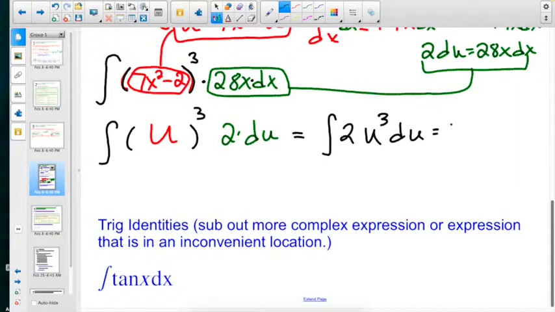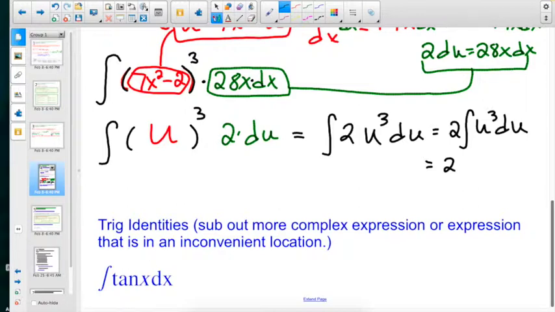Put it on the outside, exactly. So it's really 2 times u cubed du. So any constant, just like with differentiating, right? Any constant that we have up front, we can just pull out of the calculus part and multiply it at the end. So what is the integral of u cubed du? What's the antiderivative there?